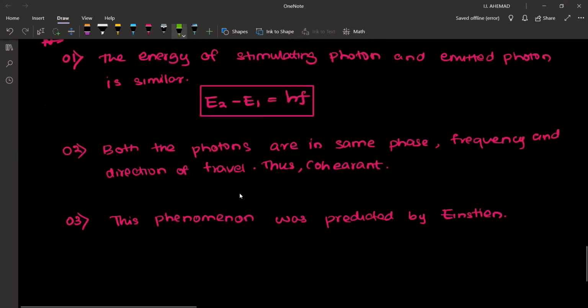And the second equation is the second note: both photons are in the same phase, frequency and direction of travel. So as I mentioned earlier, if all of these characters match, then we call them coherent. And this phenomenon was predicted by Einstein.